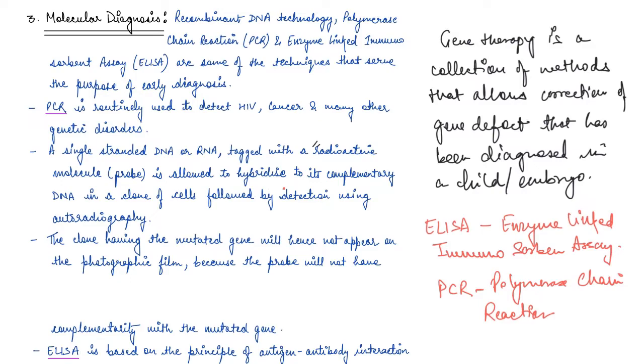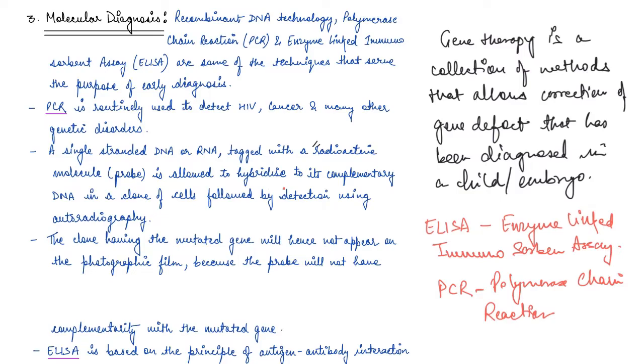Now, what happens there is that a single stranded DNA or RNA, we tag this strand with radioactive molecule, and then it is allowed to hybridize to its complementary DNA, right? So we basically then hybridize it to complementary DNA in a clone of cells, and then we detect it using autoradiography. Now, since the clone having mutated gene will not appear on the photographic film, why? Because the probe will not have complementarity with the mutated gene. And since we have tagged it, it is radioactive, we can detect that particular strand, right?